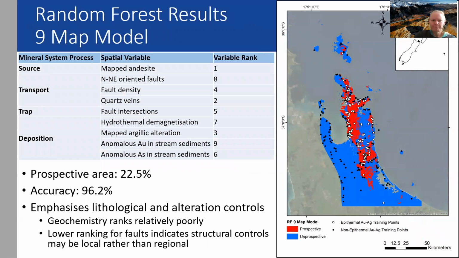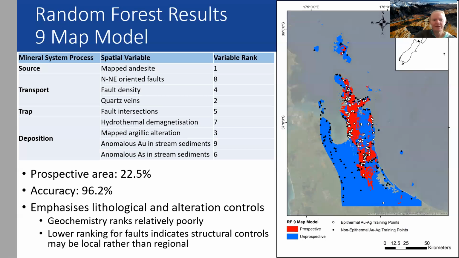But just for comparison purposes, we did run the random forest with just the same 9 predictive maps, and we can see on our mineral potential map here, we have the epithermal gold training points, but I've also plotted up here the non-deposit training points that were used in training and classifying the random forests.